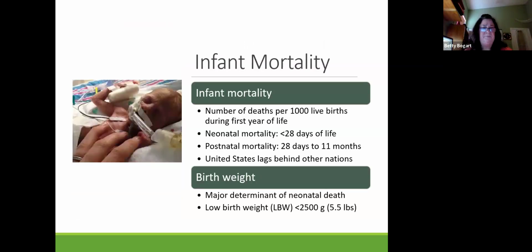So it is there. Now, infant mortality. It's the number of deaths per 1,000 live births. The WHO, the World Health Organization, looks at stuff like this.